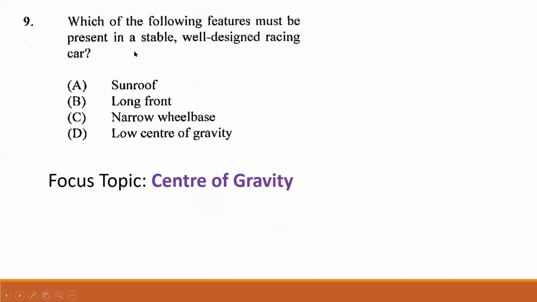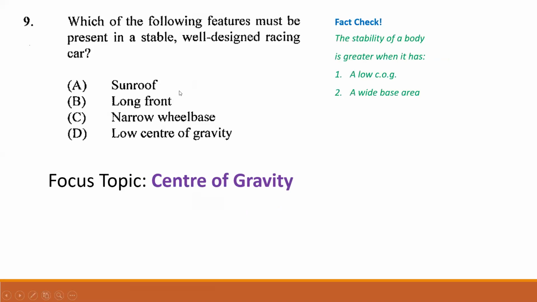Number 9, which of the following features must be present in a stable, well-designed racing car? And we know the two most important factors that affect the stability of a body are low center of gravity and wide base area. So only one here, low center of gravity, applies. The answer is D.